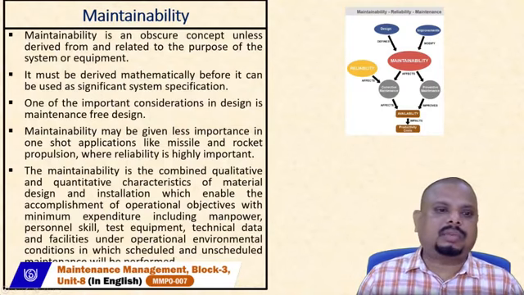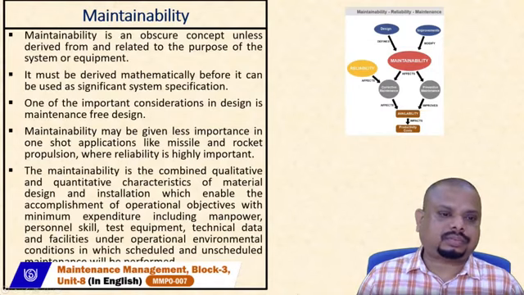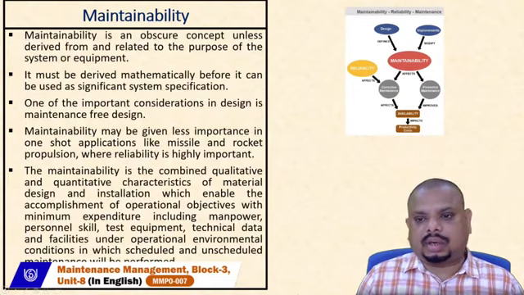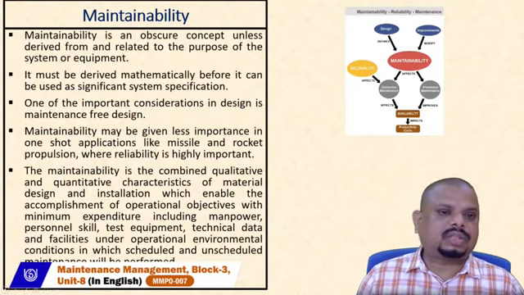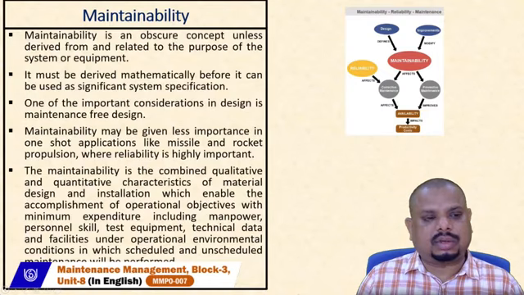So let's understand how maintainability is basically used to improve the maintenance management, especially with reference to corrective maintenance as well as preventive maintenance, which leads towards reduced productivity cost. The first point is maintainability is an obscure concept unless derived from the related purpose of the system or equipment. As I told, the mathematical derivation before can be used in significant system specifications. So what are system specifications?